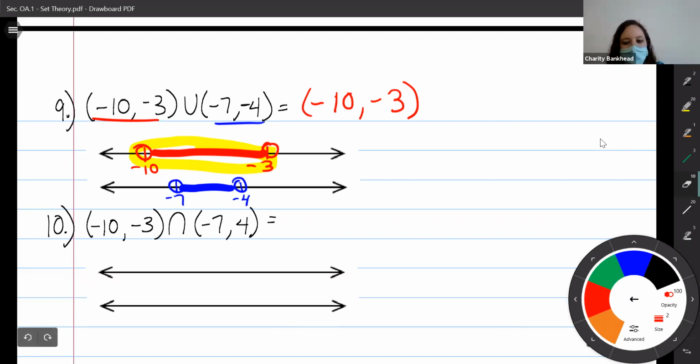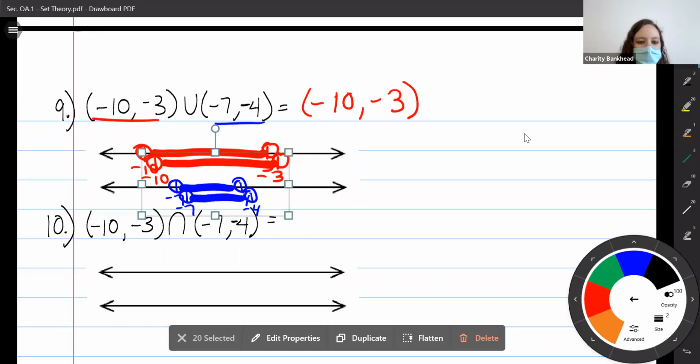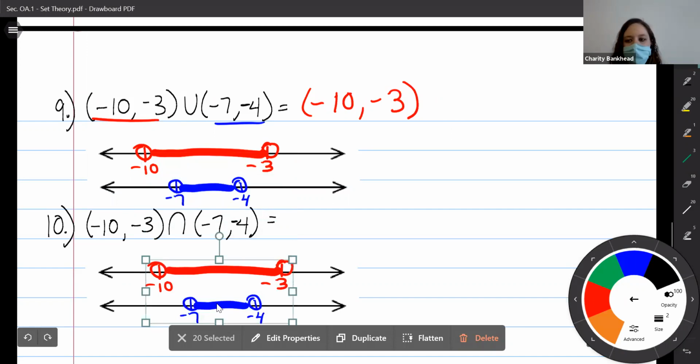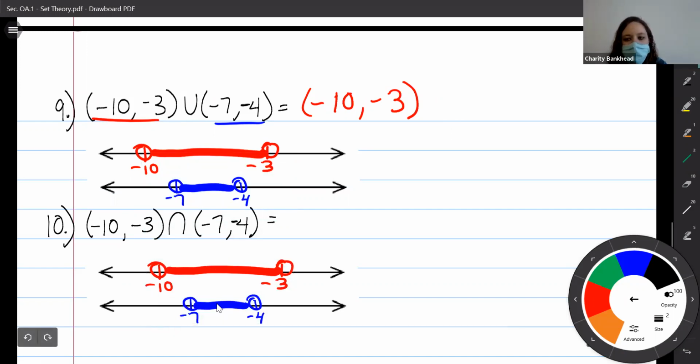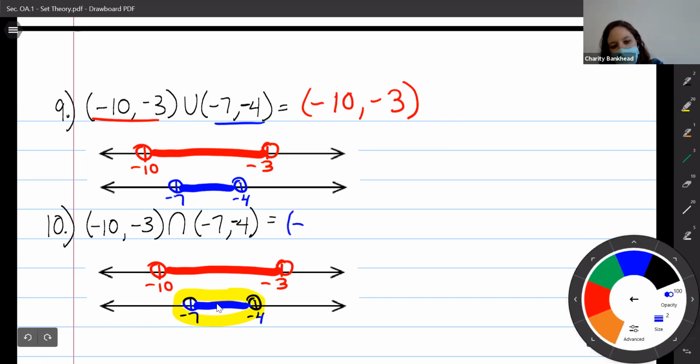All right, and then let's change that to a -4 on number 10 as well. So then it's basically the exact same thing, only it's asking about the intersection. So the intersection where they overlap is basically just going to be equal to that smaller set. So it's just that smaller set, -7 to -4.